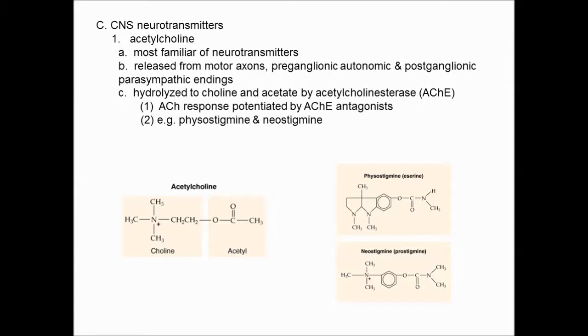We've already mentioned that the enzyme that degrades and limits this response is acetylcholinesterase, and it hydrolyzes this neurotransmitter into its two parts, acetate and choline. And as we said before, anything that antagonizes this enzyme potentiates the response. And I mentioned physostigmine and neostigmine. These are two oft-used drugs that antagonize acetylcholinesterase, and they potentiate, increase the response to acetylcholine in a system.